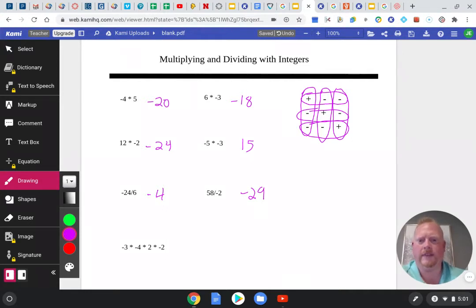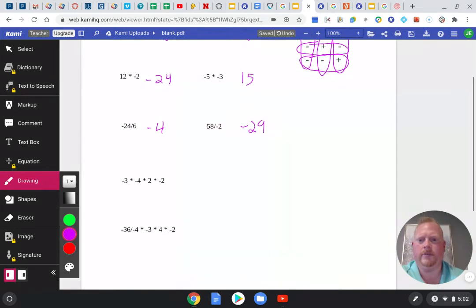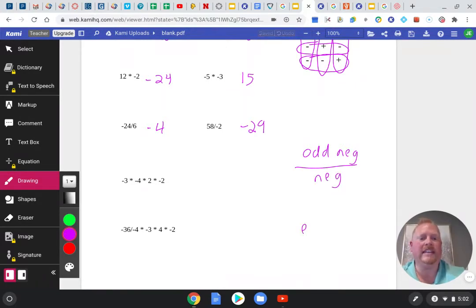But what happens when you have something like this, where there's more than one number? All you have to do is just count the number of negatives. If there's an odd number of negatives, then your final answer is going to be negative. If there's an even number of negatives, then your final answer is going to be positive.